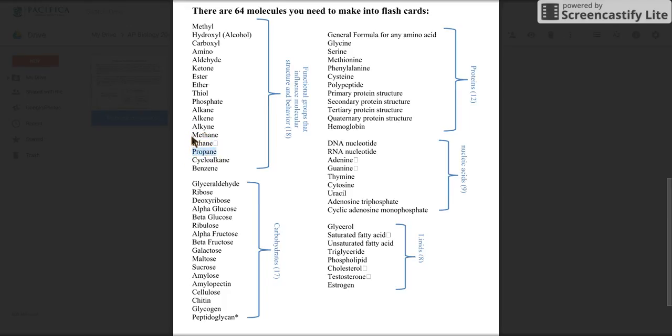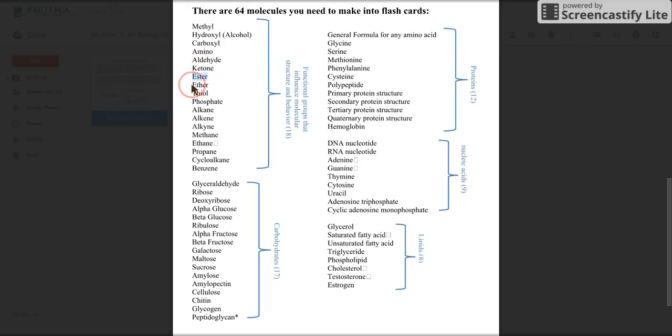Now, if you notice, the word methane looks a lot like the word methyl. And that's because a methyl is essentially when you stick a methane on some other base molecule, it now turns it into a methyl functional group instead of a standalone methane molecule. So here's another functional group, hydroxyl, which is also known as an alcohol. Like anything that has a hydroxyl group on it is an alcohol. Carboxyl, amino, aldehyde, keto, or ketone. Any molecule that has a keto group is called a ketone.